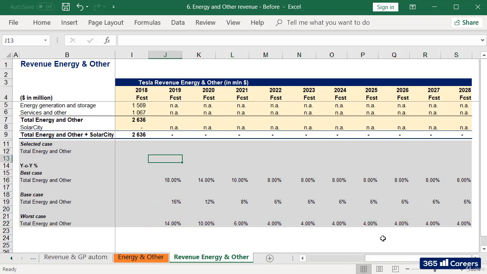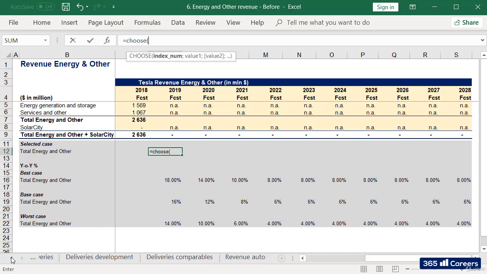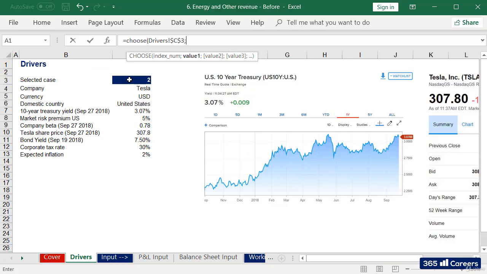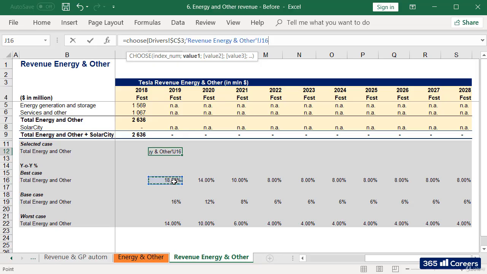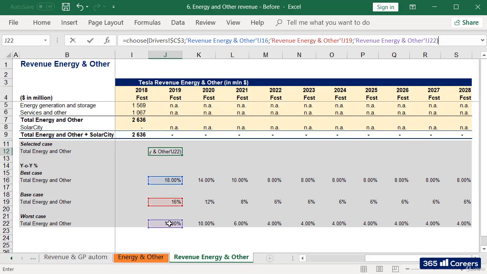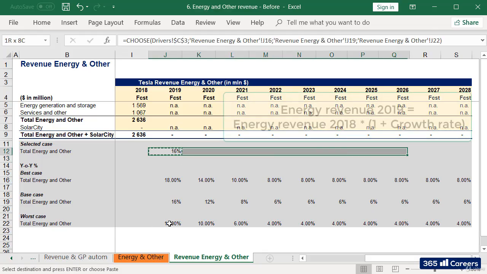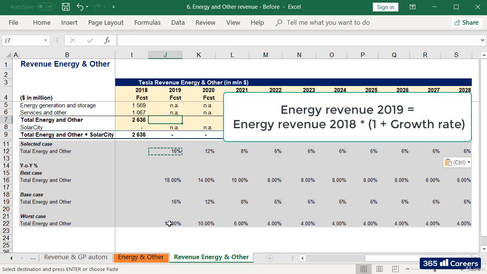Perfect. Let's use Choose to model how different cases will be selected. I'm sure you already know that we'll apply Choose throughout the entire model. Choose will help us determine which of the scenarios we have below need to be selected. Once we are ready, we will be able to multiply previous year's results by 1 plus the growth rate for that period and obtain next year's revenues.